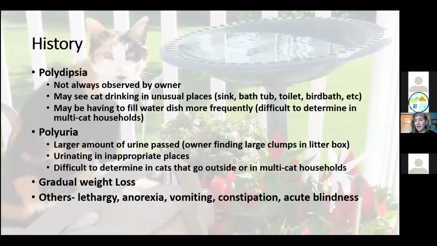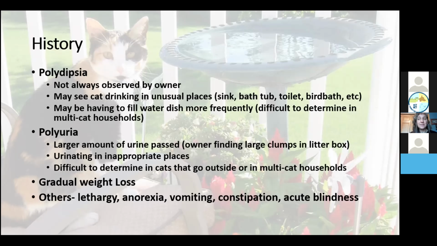So with polydipsia, the increased drinking, this is not always observed by the owner, as cats are not typically big water drinkers, and their drinking behavior is not always seen or monitored. But they may see the cat drinking in unusual places, such as the sink or bathtub, toilet, or even a bird bath. As you can see, the background slide of this presentation is actually one of my previous cats that had chronic kidney disease, and she liked to drink out of the bird bath that was on our deck.